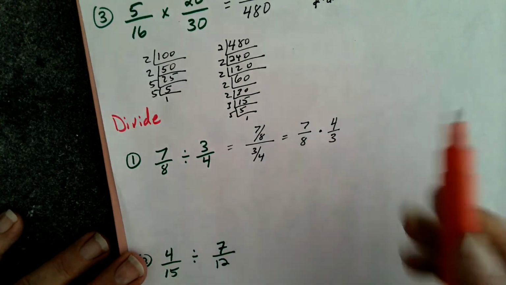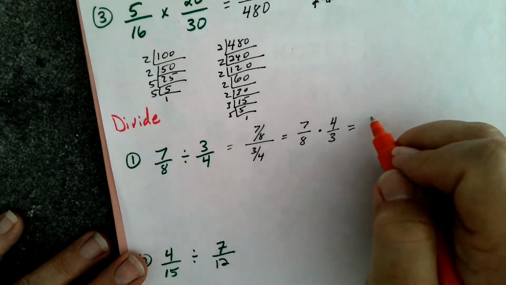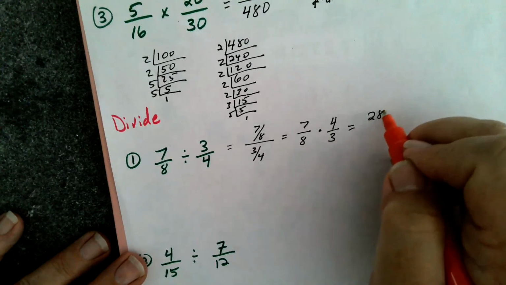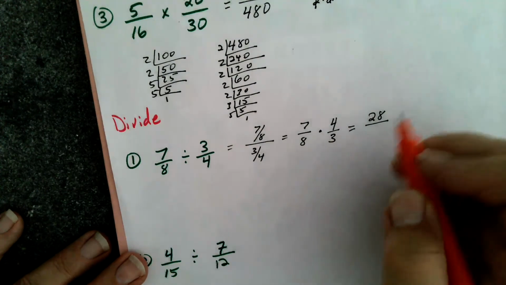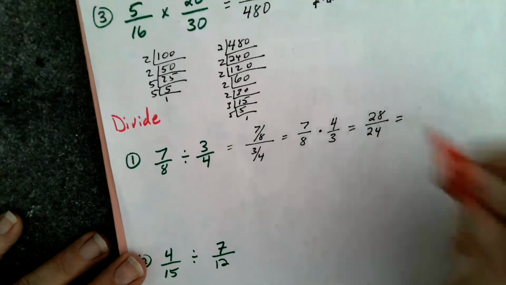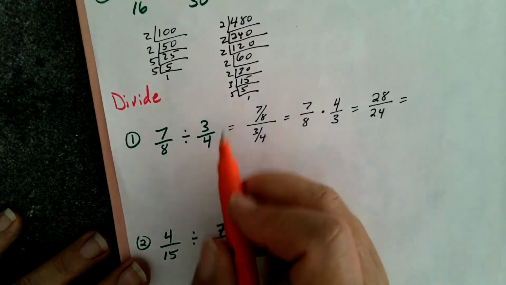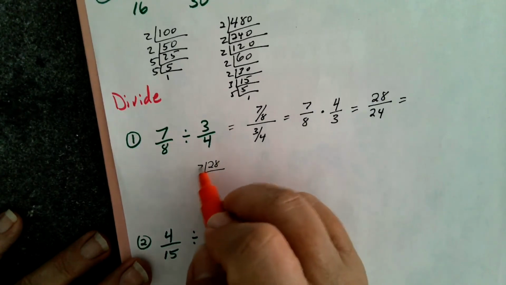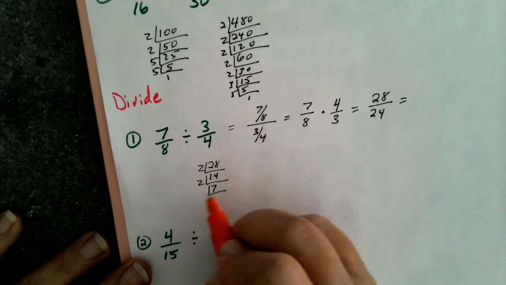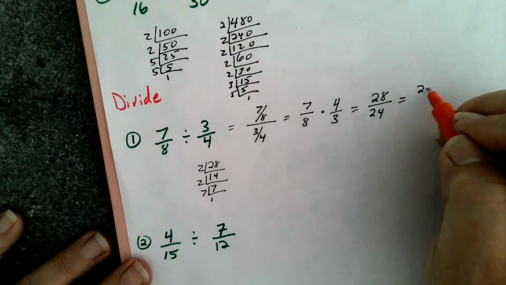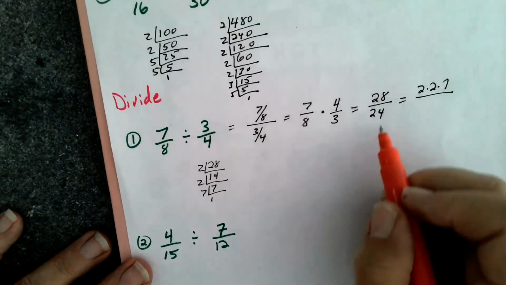So when you're multiplying fractions, you multiply numerator to numerator. So 7 times 4 is 28. Multiply denominator to denominator. 8 times 3 is 24. Then do the prime factors of both. So 28 is divisible by 2. 14 is divisible by 2. 7, 7, 1. So it's 2 times 2 times 7.